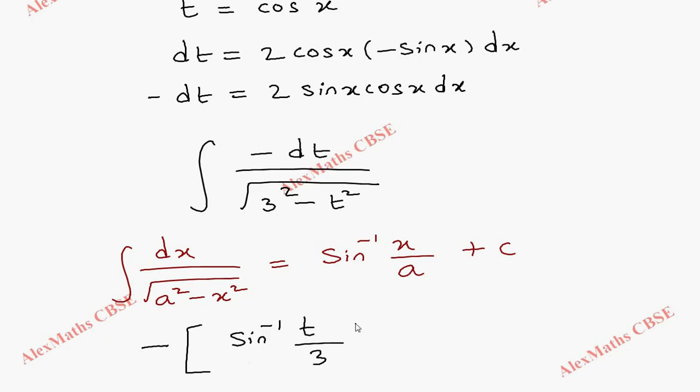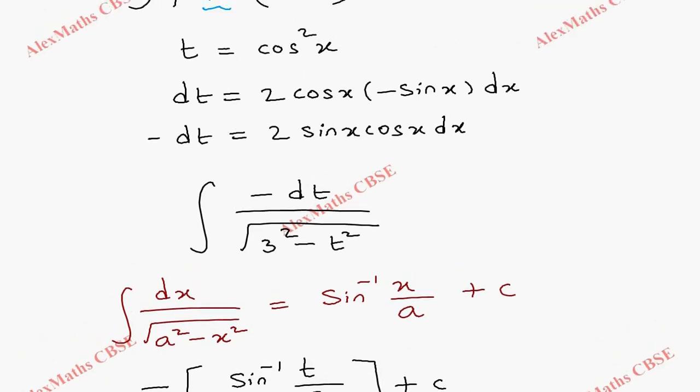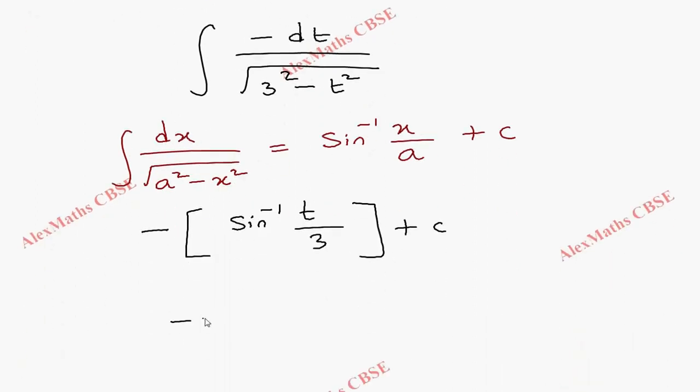So minus sin inverse t by 3 plus c, and we have to replace the t, which is nothing but cos square x. So the answer is minus sin inverse cos square x by 3 plus c.